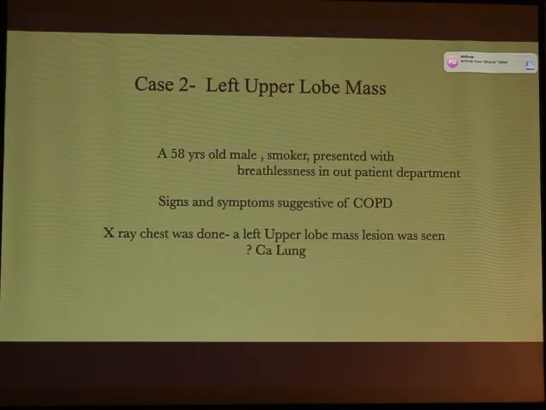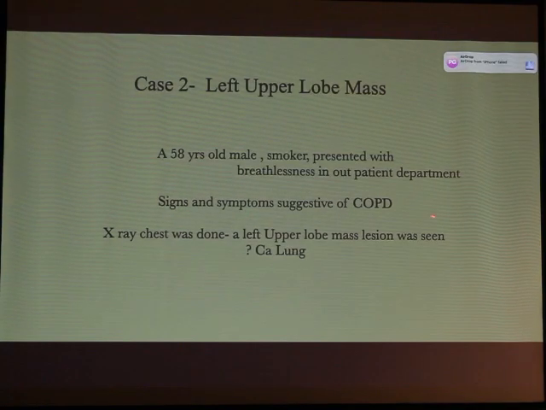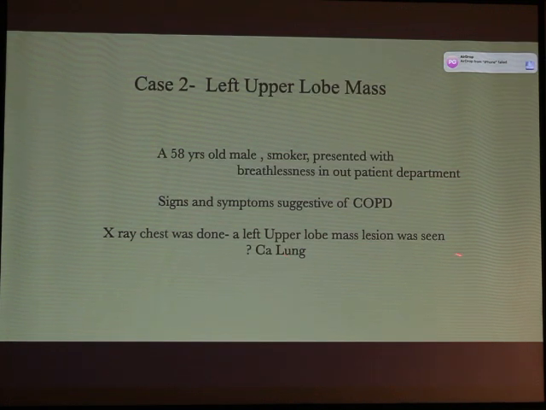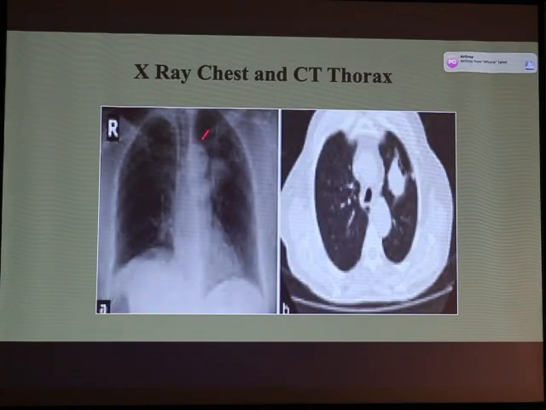Then we had another case, a 50-year-old male smoker who presented with breathlessness, with signs and symptoms suggestive of COPD. And like any other COPD patient and smoker, we do an X-ray chest. A left upper lobe mass lesion was seen. So here is the suspicious lesion. And we did a CT.